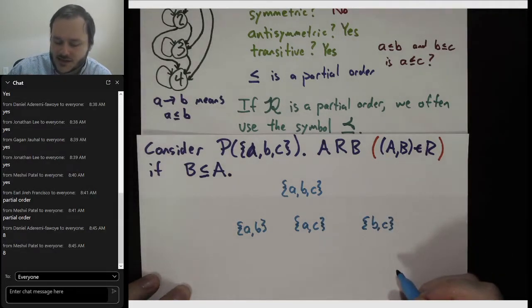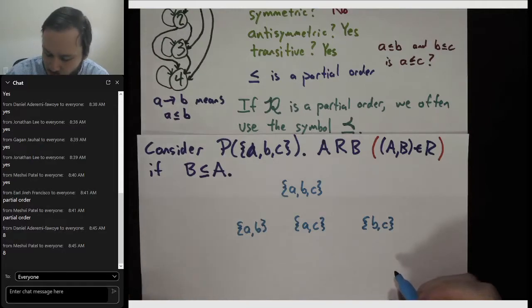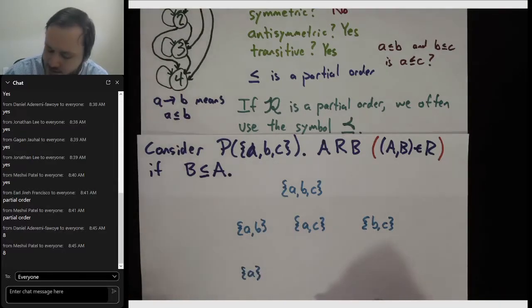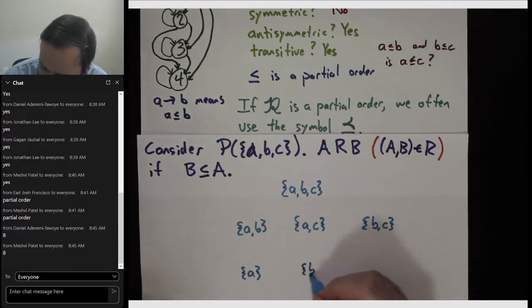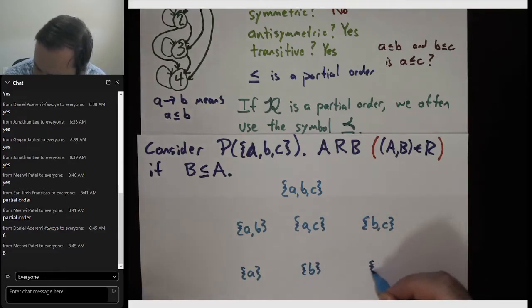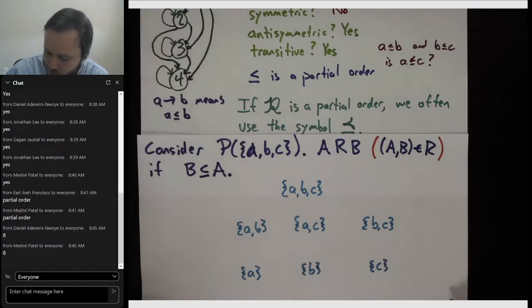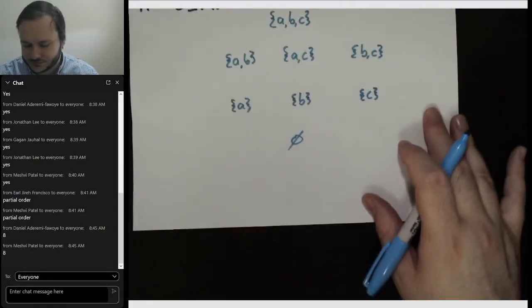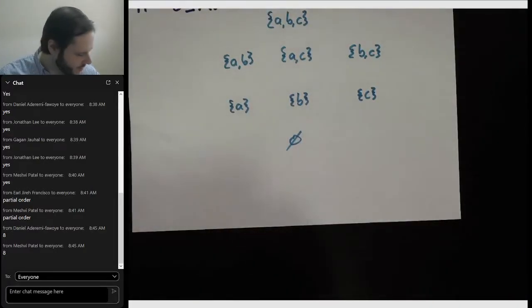And I'm drawing these in a suggestive order. And then just A, just B, just C. And then I also have the empty set. Oops, I'm off the bottom of the page. Sorry about that.